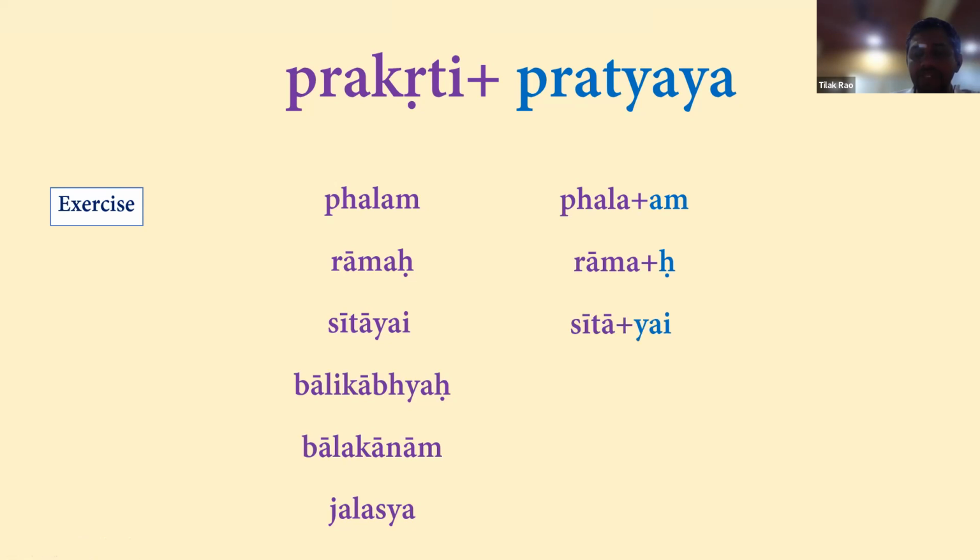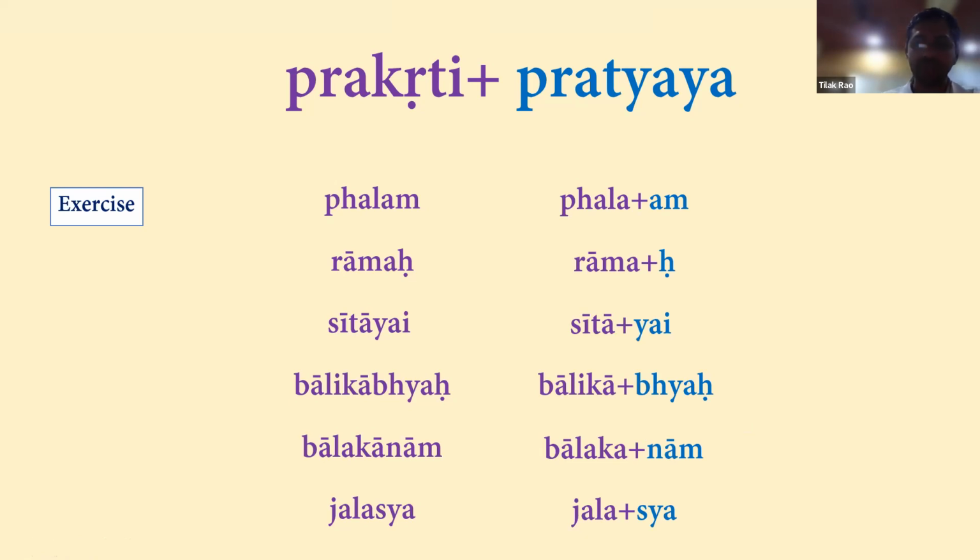Sitaya, Sita is prakriti and ya is pratyaya. Balikabhyaha, Balika is prakriti, bhyaha is pratyaya. Balakanam, Balaka is prakriti and nam is pratyaya. Jalasya, Jala is prakriti and sya is pratyaya. So you can take any word, and we will find two parts, prakriti and pratyaya.